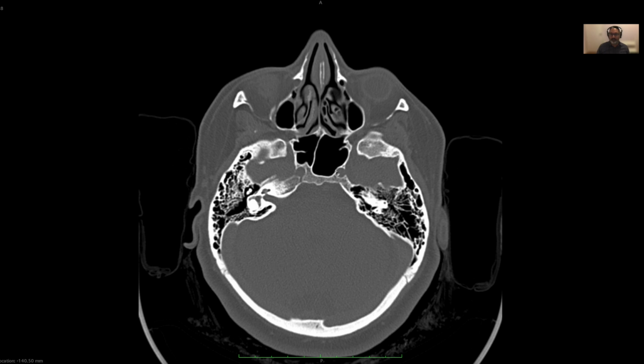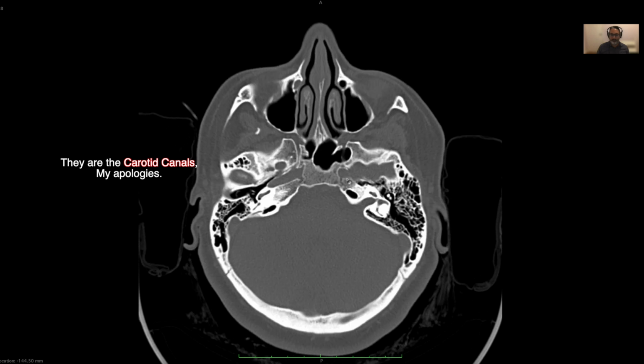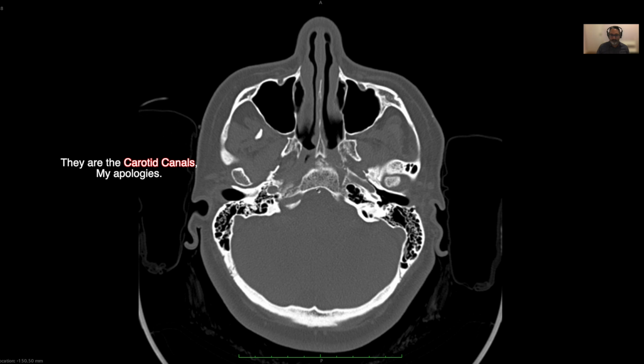These two things are the optic canals. So the optic canal has this tortuous route. If I go down, you'll see them turn this way. That one will also turn that way, and then it goes downward. So that's also the optic canal, and that is still the optic canal.